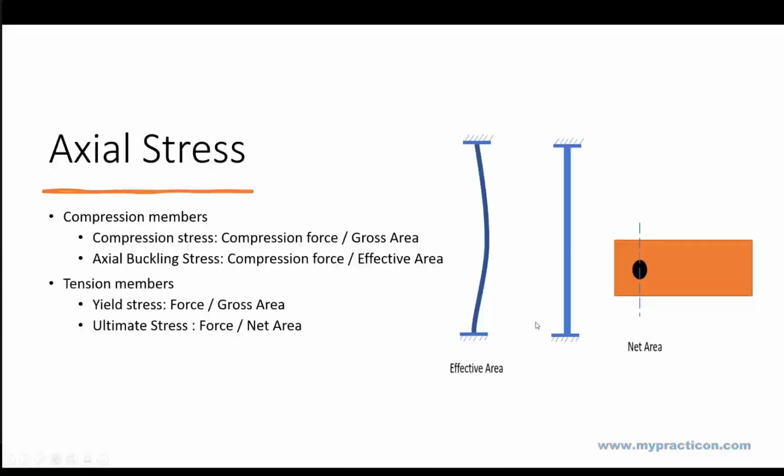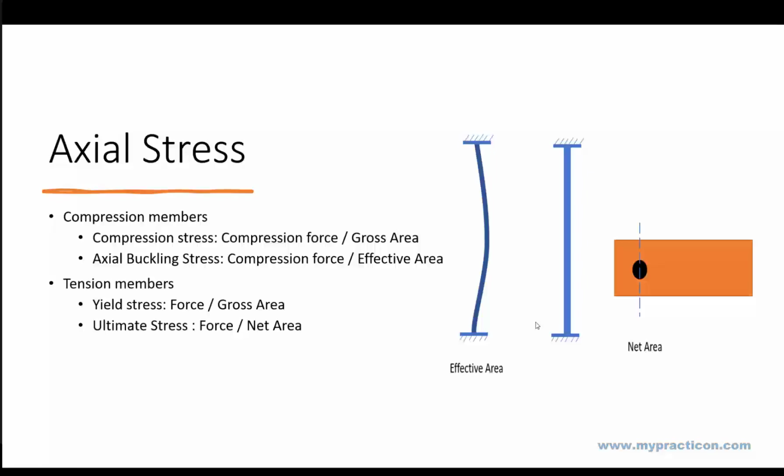So the first one is axial stress. Axial stress consists of compression stress and tension stress. For compression members, we further divide the stresses into pure axial compression stress and axial buckling stress. The compression force divided by the gross area provides us the compression stress, and the compression force divided by the effective area will provide the buckling stress.